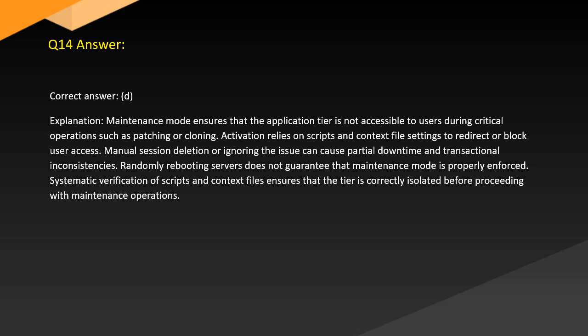Answer. Correct answer. D. Explanation. Maintenance mode ensures that the application tier is not accessible to users during critical operations such as patching or cloning. Activation relies on scripts and context file settings to redirect or block user access. Manual session deletion or ignoring the issue can cause partial downtime and transactional inconsistencies. Randomly rebooting servers does not guarantee that maintenance mode is properly enforced. Systematic verification of scripts and context files ensures that the tier is correctly isolated before proceeding with maintenance operations.